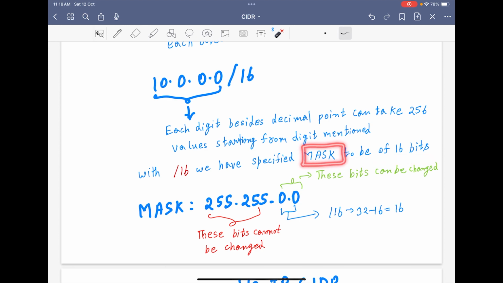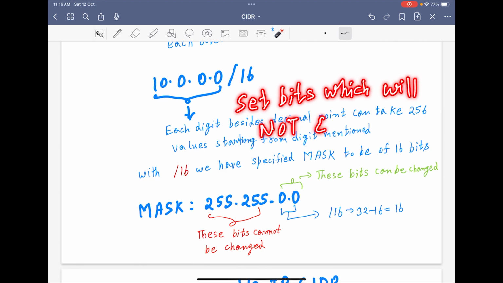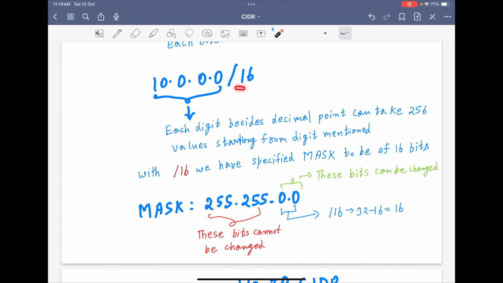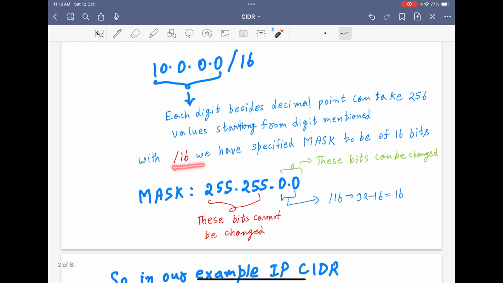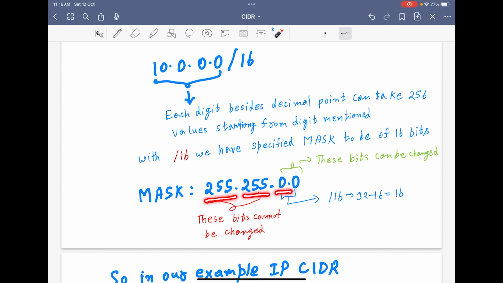So what exactly is a mask? A mask is a set of bits which will not change. By specifying network bits to be 16 we have also specified the mask to be 16. For 16, the mask will become 255.255.0.0, which means where the number 255 is written, those particular bits cannot be changed, and where the 0 is written within the mask, these bits can be changed to allot your IP addresses.